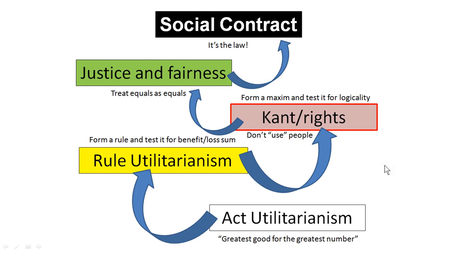Here are your 5 ethical frameworks, beginning with act utilitarianism, rule utilitarianism, Kant and the rights concept, justice and fairness, and the social contract. In a way, I've pictured this hierarchy as building up from the bottom. That isn't entirely historically accurate because the social contract, of course, originates with Socrates a long time ago in ancient times. But for our purposes, let's consider act utilitarianism, a development of the Enlightenment.